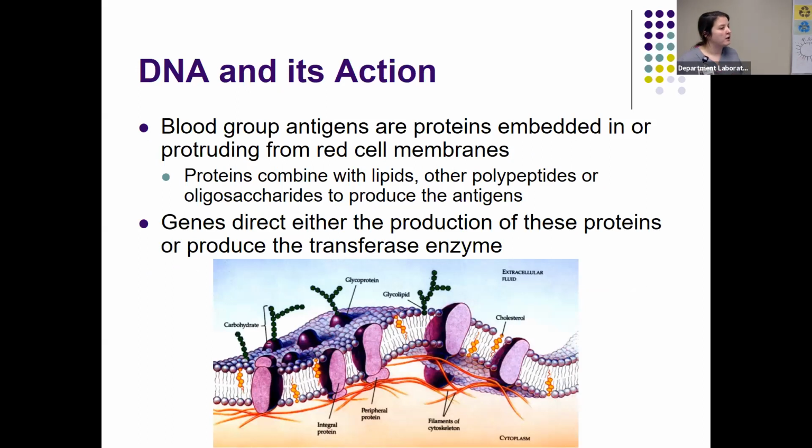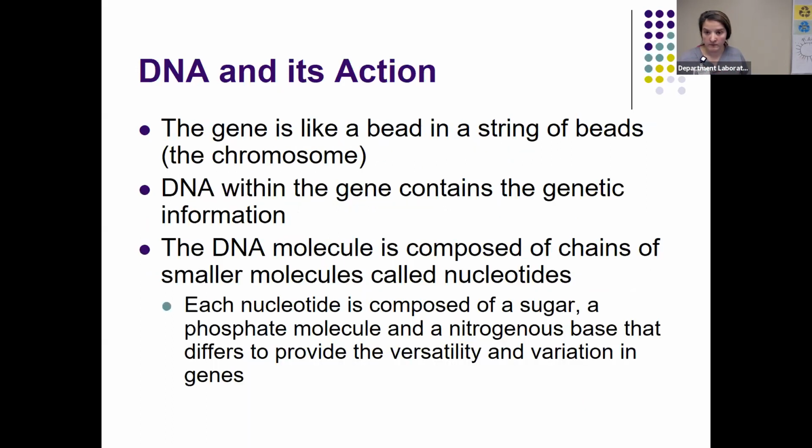Okay, as you guys learned in the previous lecture, the blood group antigens are embedded on the cell protein. They're actually derived from protein synthesis, which will determine how those antigens are expressed on the cell. And you guys know DNA, we describe it as a helix, coiled. It's described as like a string of beads or a string of pearls. And then the DNA within the gene is what contains the genetic information.